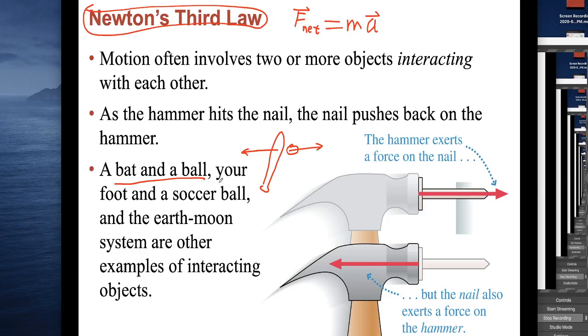The same thing applies to a foot and a soccer ball. If the foot is kicking a soccer ball like this, then the foot will give a forward force to the ball, and the ball will give a backward force on the foot. And also the Earth and Moon. The Earth is attracting the Moon, and the Moon is attracting back the Earth. So this is called interacting objects, or interacting pairs of objects. When there is a force, there are always some interacting pairs.